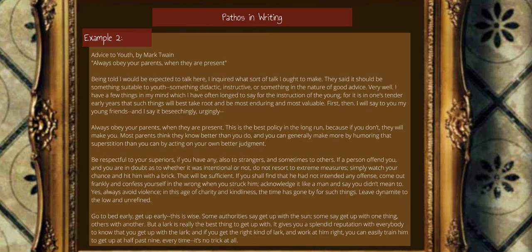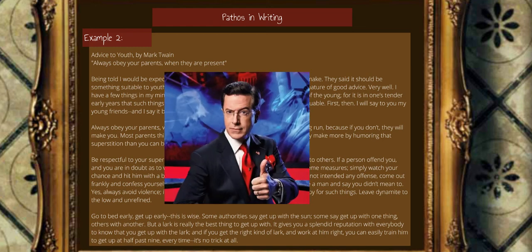In these opening paragraphs, Twain uses humor with lines like, "Always obey your parents when they are present," which pretty much means that you don't have to obey them when they're not present. And in the next paragraph, he advises the youth to hit someone who has offended you with a brick, and then to acknowledge it like a man by saying you didn't mean to throw the brick, which is pretty ridiculous and silly. And then, of course, dynamite is for the low and unrefined, but bricks are okay. And in the next paragraph, he offers great advice about getting up with the birds, but then you could train the birds to get up later, which is pretty absurd. This essay sounds awfully like a Stephen Colbert monologue.